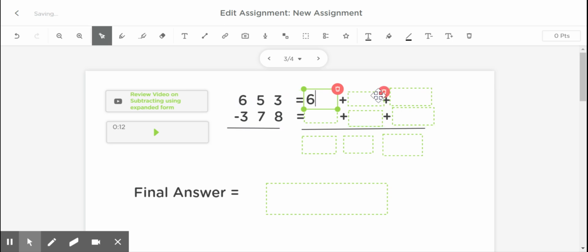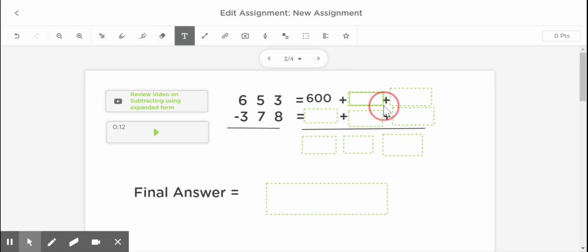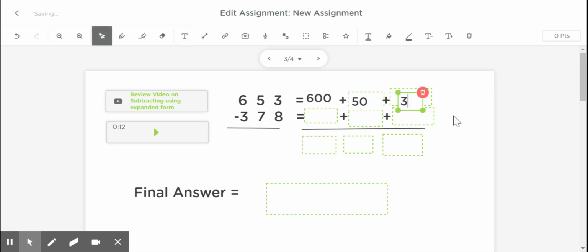653 has 600s, right? It has 5 tens, 50. So I have to put 50. And 650 in my ones column, I only have 3.